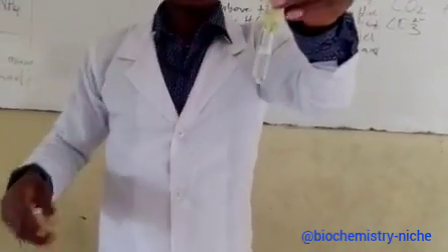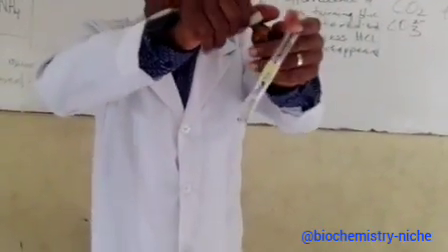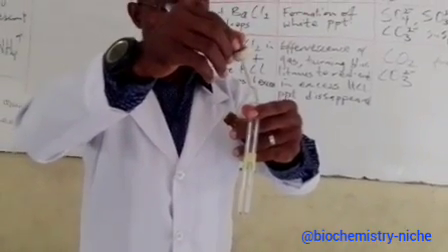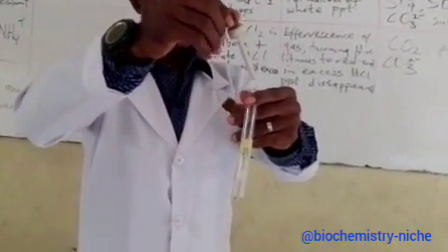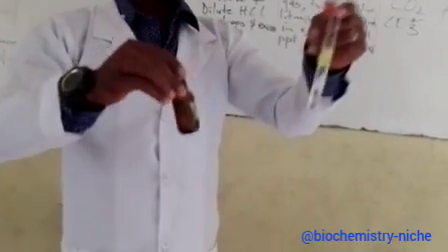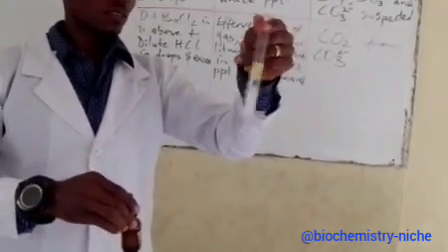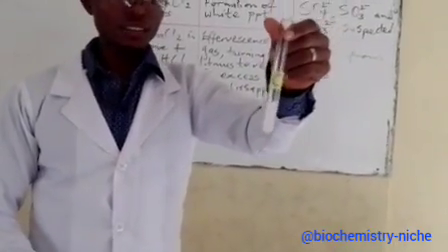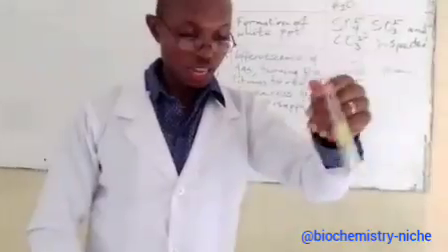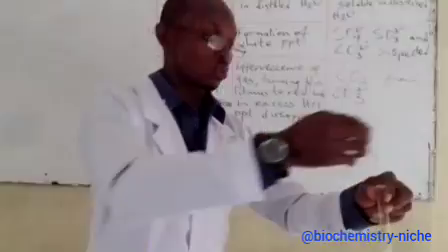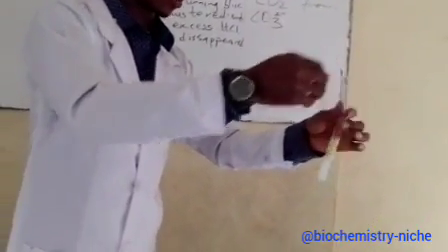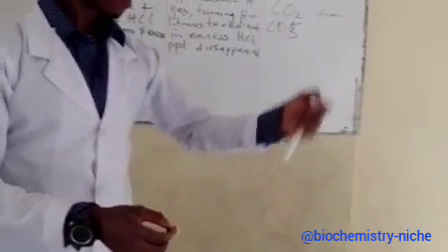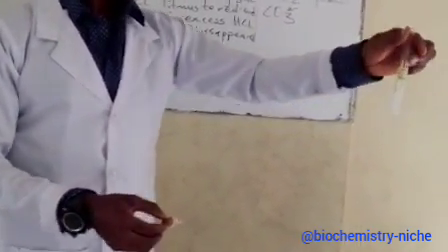You can see it has gradually disappeared. So let us add more indicator to it. We have added in drops. Now let us add in excess. So we can see what we are having here. So that is what the reaction will be when we add phenolphthalein to it. Excess phenolphthalein will eventually turn the color when we shake vigorously. You can see what we have.